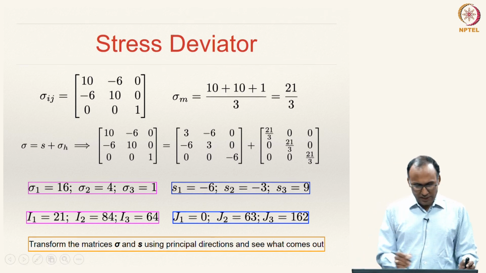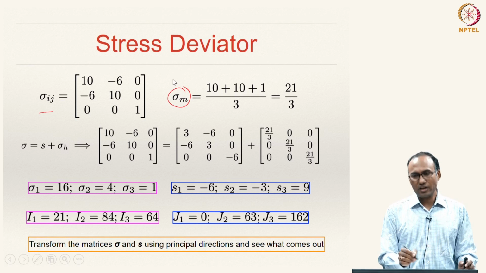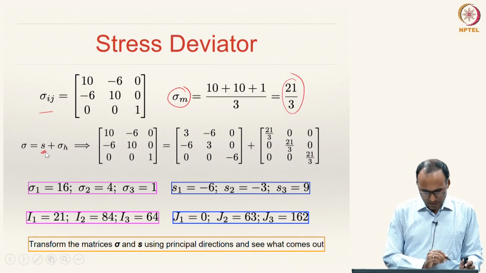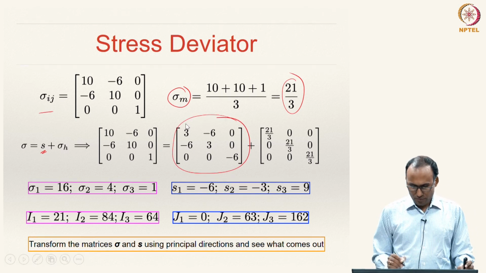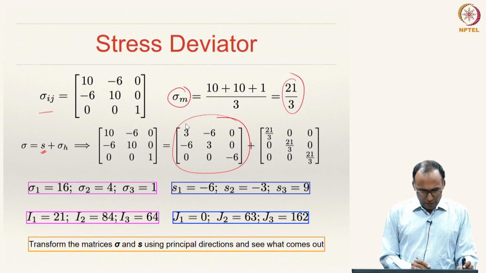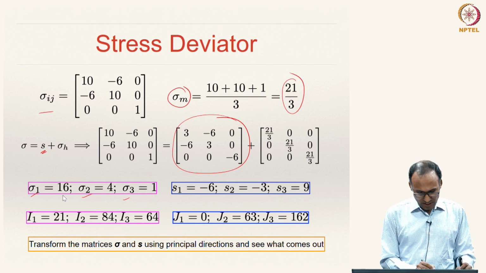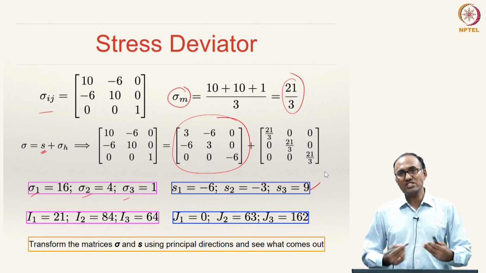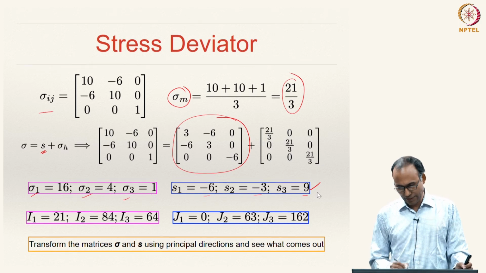So, if you now look at this sigma ij, from that you can calculate the mean stress or hydrostatic stress to be 21/3. From that I can calculate my stress deviator, the stress deviator is basically this. Now, if you look at my sigma 1, sigma 2, sigma 3, that is principal stresses for the full stress tensor, they are 16, 4 and 1, and here you can also calculate principal stresses for the stress deviator, only the deviatoric part of the stress tensor: -6, -3 and 9.